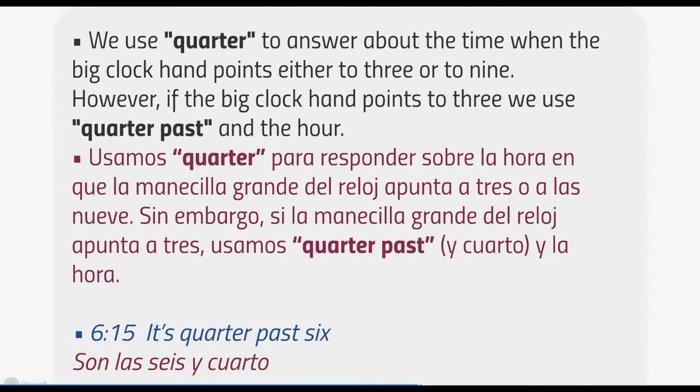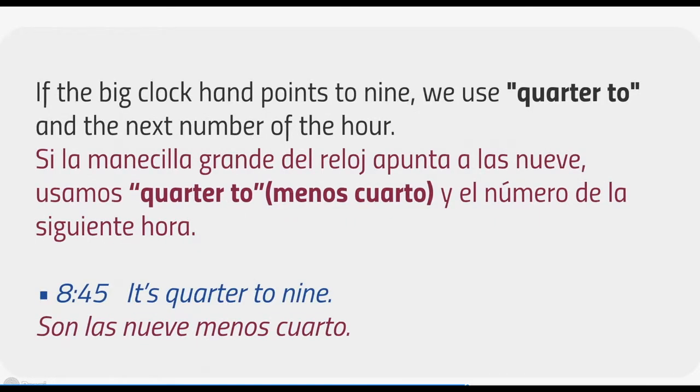We use quarter to answer about the time when the big clock hand points either to 3 or to 9. However, if the big clock hand points to 3, we use quarter past and the hour. Example: it's 6:15. If the big clock hand points to 9, we use quarter to and the next number of the hour. Example: it's 9:15.